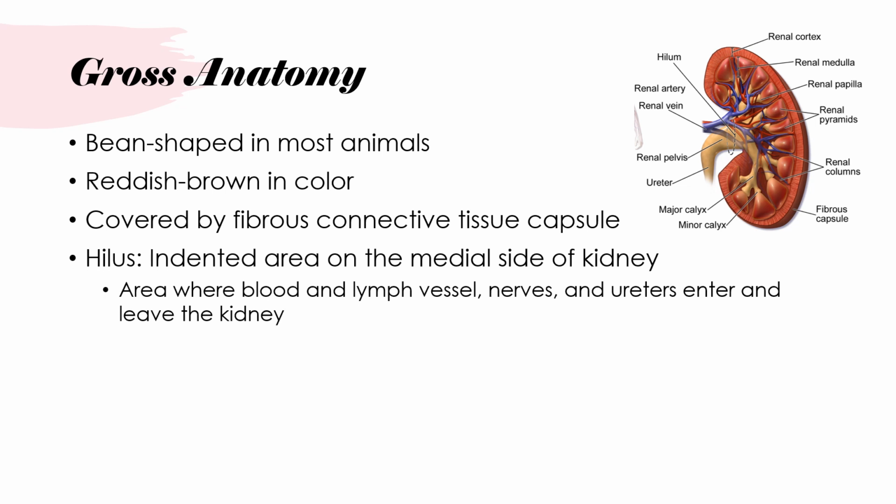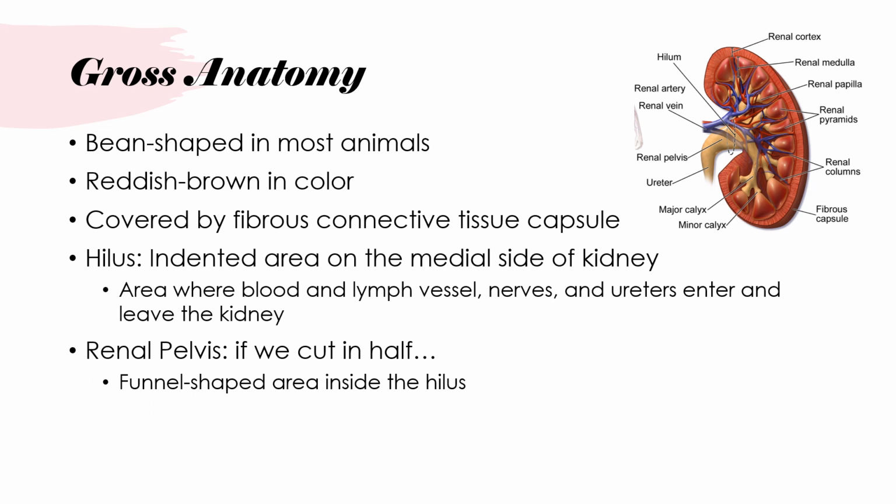And then, looking a little bit further, we can actually see the hilus. It's an indented area on the medial side of the kidney. Now, it's the area where blood, lymph vessels, nerves, and ureters enter and leave the kidney. This hilus is a very important door that all these things go in and come out of.